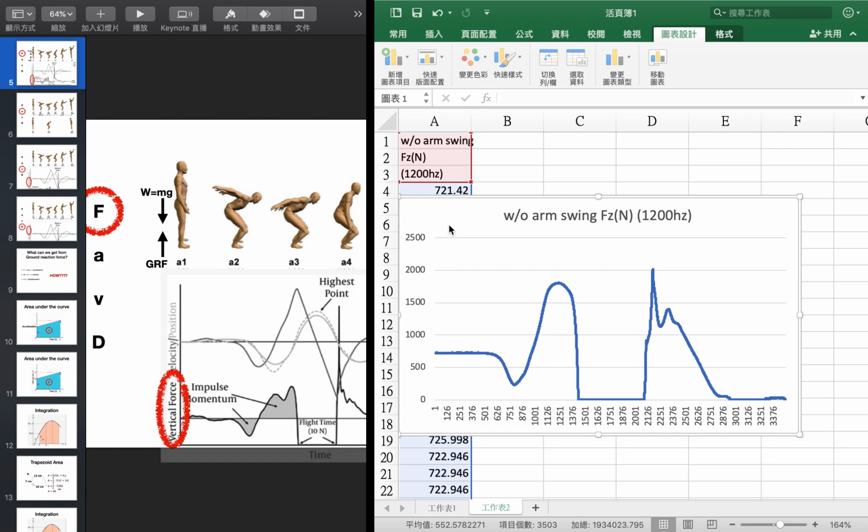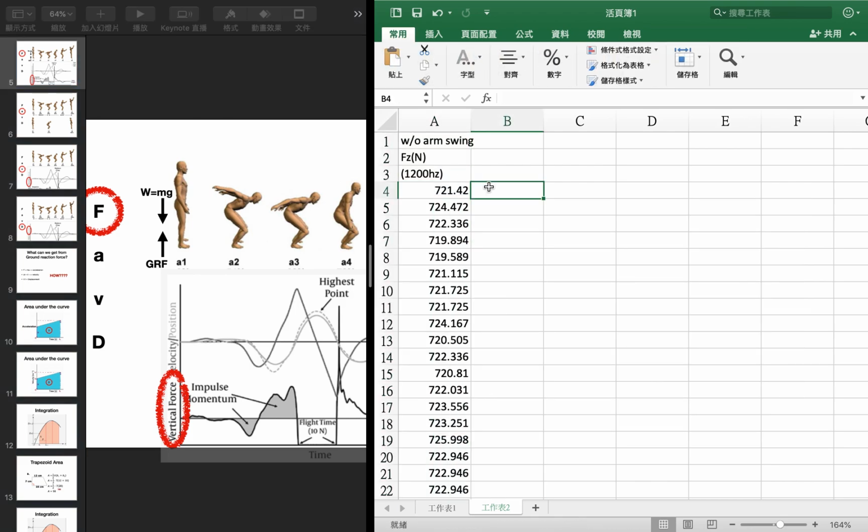First, we need to translate into net force, right? So this is ground reaction force. We need to subtract my body weight, so you'll get the net force. If ground reaction force is equal to my body weight, the net force will be 0 here. Negative means the ground reaction force cannot support my body weight. And then positive will be when ground reaction force is higher than my body weight. So the first thing I want to do is subtract my body weight.